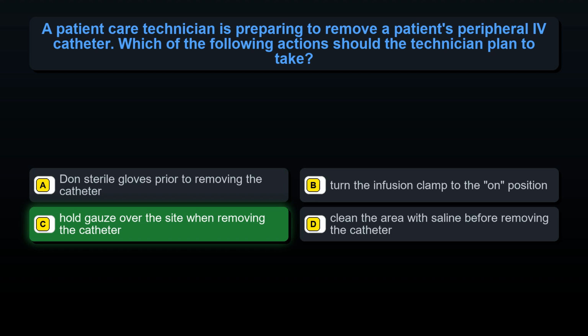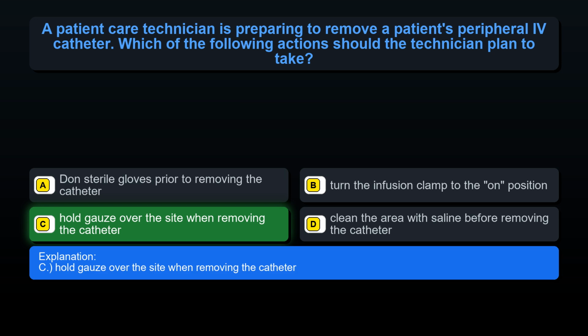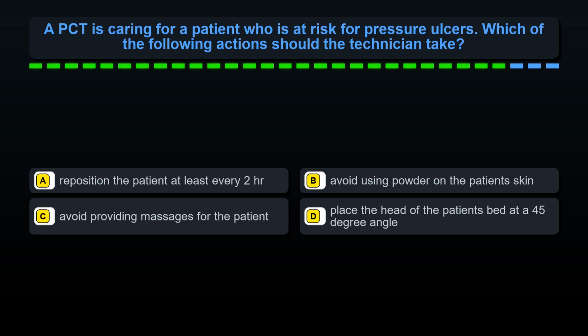The correct answer is option C. Hold gauze over the site when removing the catheter. Question 43. A PCT is caring for a patient who is at risk for pressure ulcers. Which of the following actions should the technician take?